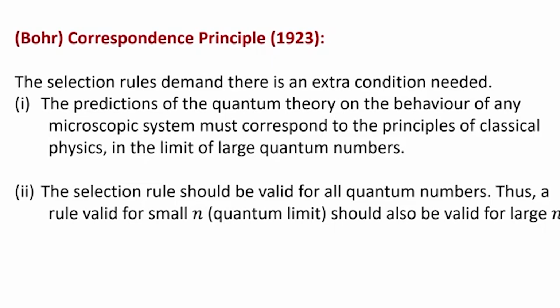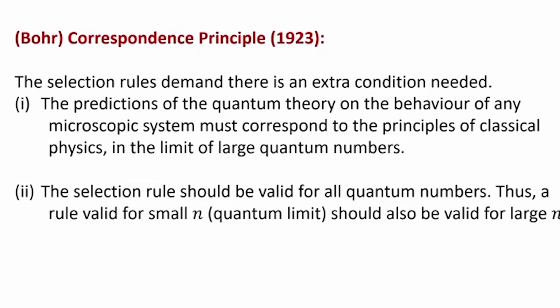And what are those extra conditions? Bohr stated that there is a correspondence principle. It does not give you the selection rules per se, but it tells you that if there is a selection rule that exists in some region of the quantum numbers n1 and n2, these selection rules would also exist in another limit of the quantum numbers n1 and n2, which are very large numbers. The correspondence principle is really stated in the following two statements.